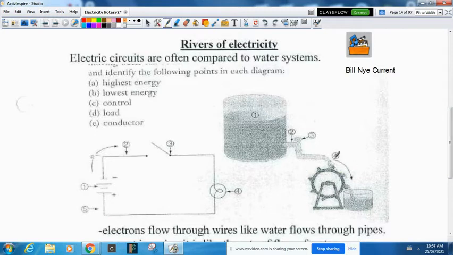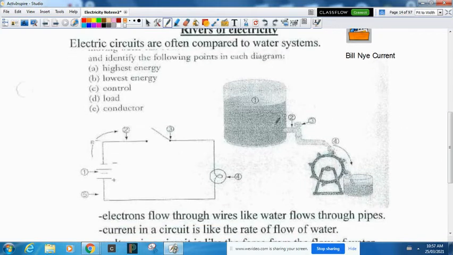Okay, and so we could see that water flows through the pipe. Electrons flow through the wires. The valve over here can turn the water on or off. The switch here can turn the flow of electrons on or off. Water goes through pipes. Electrons go through a wire. Work is being done on the water wheel down here. Work is being done on the light bulb down here.